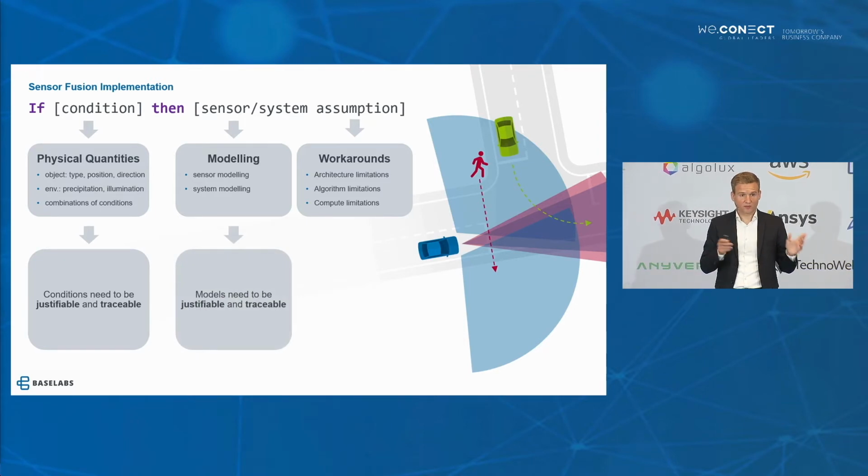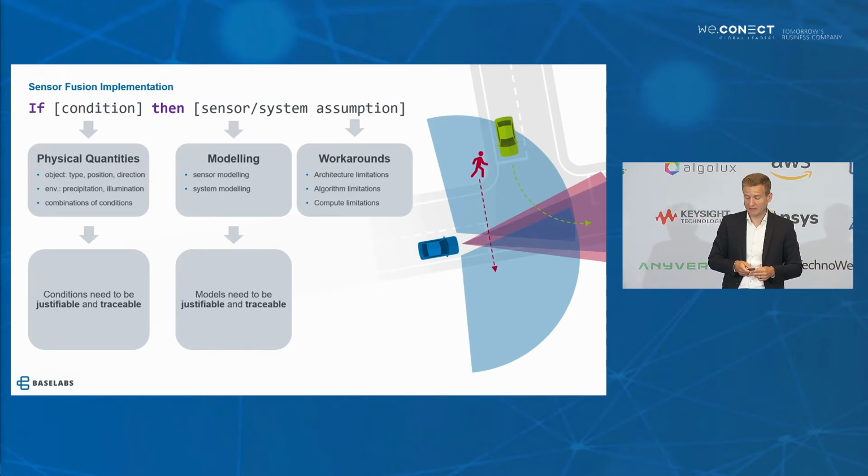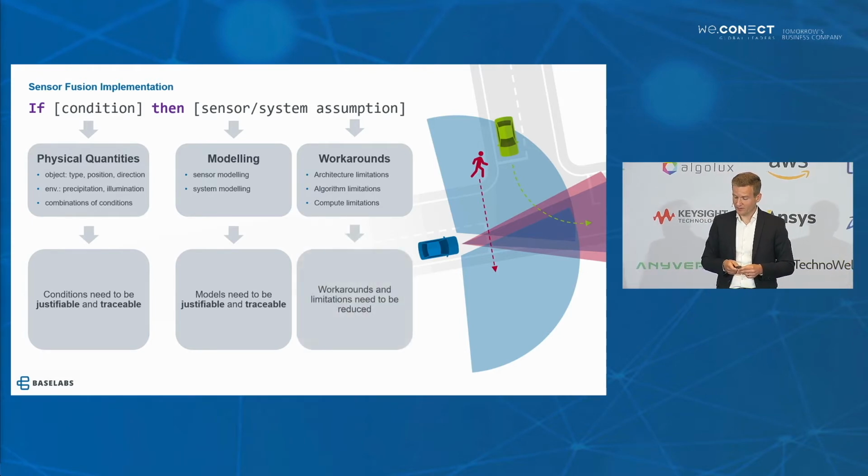The same applies for the modeling. Also, the models that we then find, they need to be justifiable and traceable as well for the same reasons. And as a no-brainer, the workarounds and limitations need to be reduced.